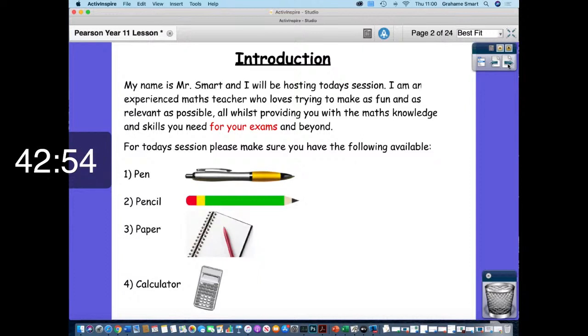Today you'll need a pen, pencil, paper and calculator. We're going to focus on surface area today, and surface area is trickier than volume in many ways. But let's look at why that is.